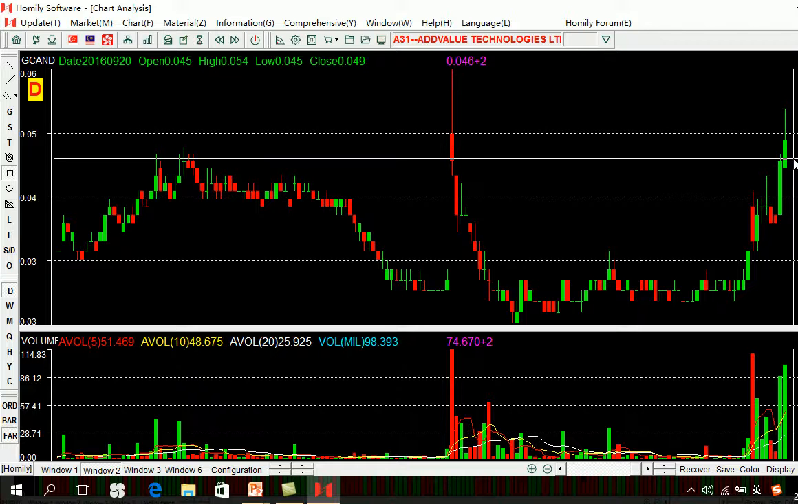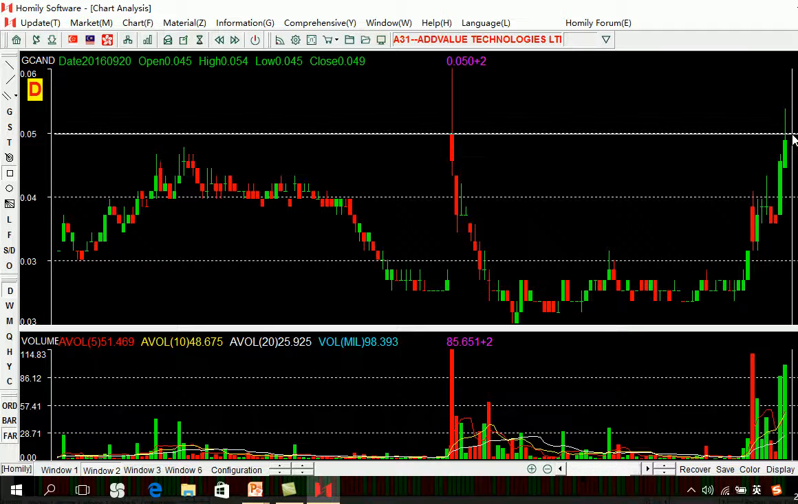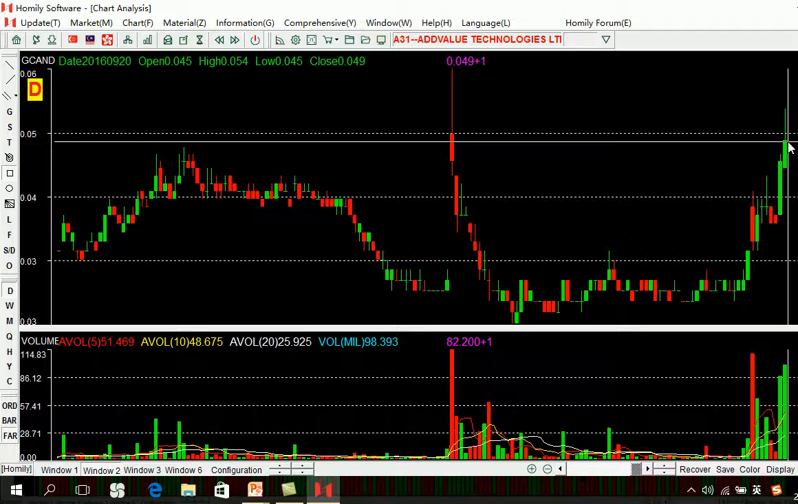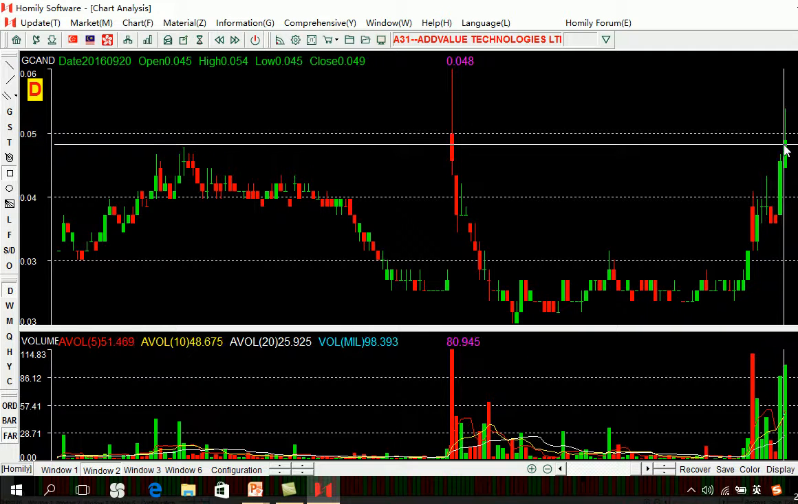Then we can see this one. I filtered these stocks also. Here we can see whether the price breaks upward through the resistance or not. The low price is 0.045, the high price is 0.054, and the close price is 0.049. If you want to check whether there is an upward breakthrough, you should use the close price. The high price has already created a new high, but the close price has still not broken out above the resistance of 0.05.